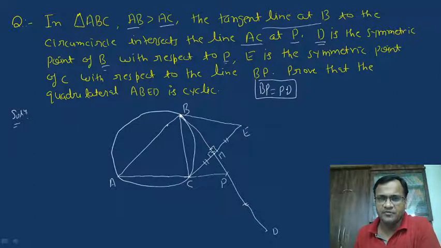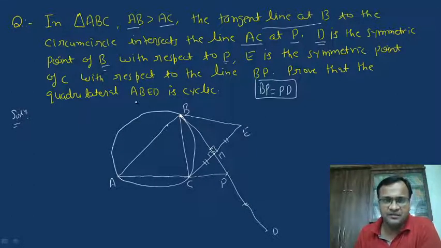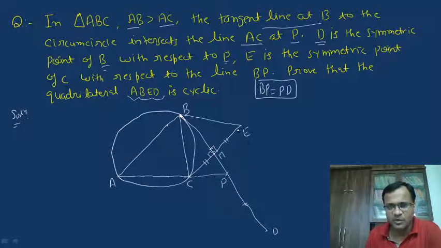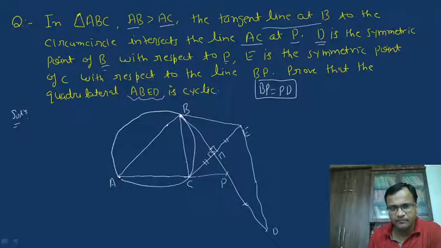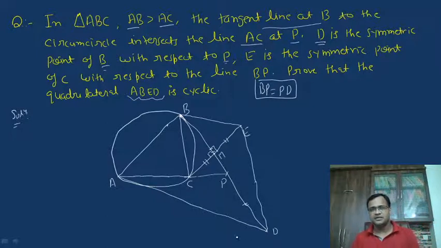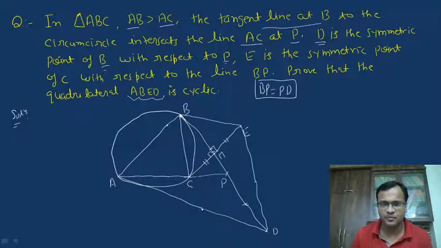Now what we have to prove is that the quadrilateral ABED is cyclic. So I am going to complete this quadrilateral ABED. We have to show that this quadrilateral ABED is a cyclic quadrilateral. Okay, no problem.